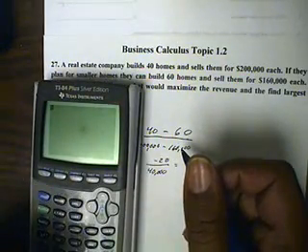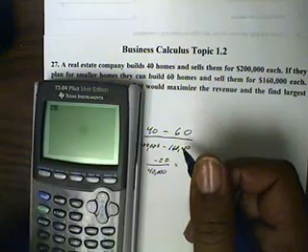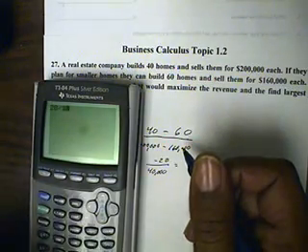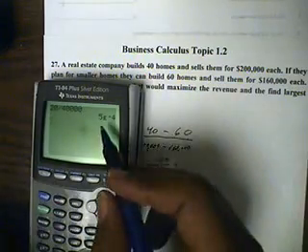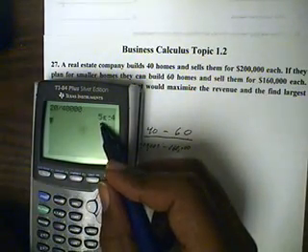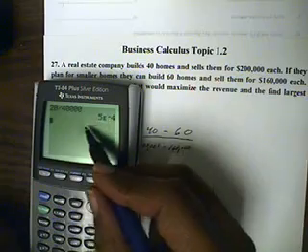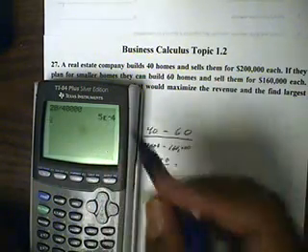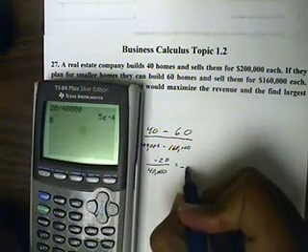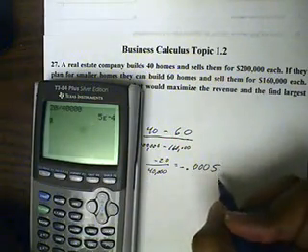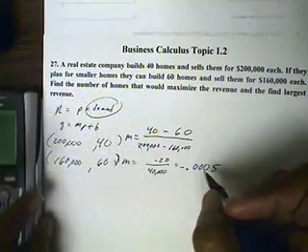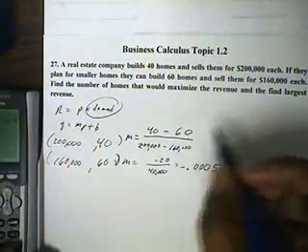So what I have is a 20 being divided by a 40,000. And that's scientific notation. That means I have to move my decimal over a total of 4 times, and that'll give me 3 zeros. So negative 0.000 and then the 5. Okay, and that's my marginal rate.